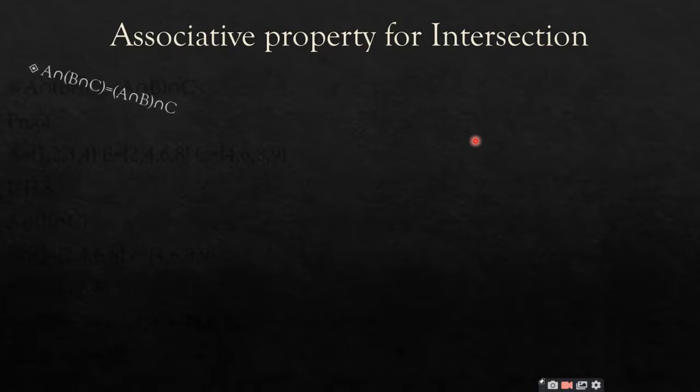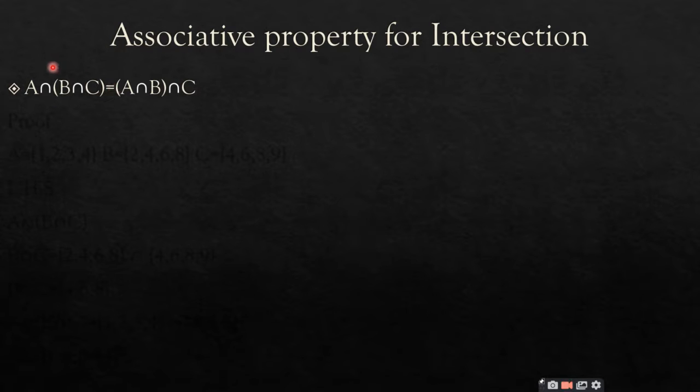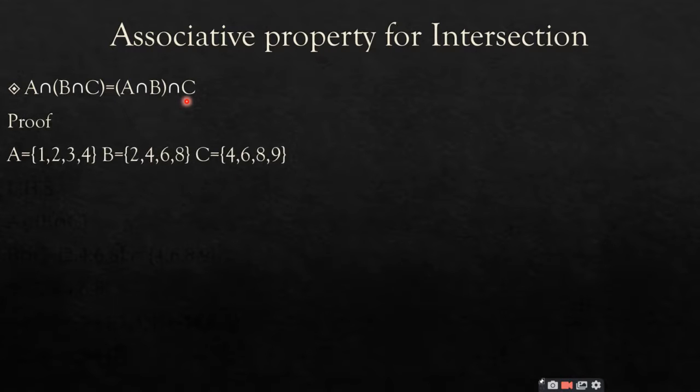Now we are going to prove the associative property for intersection. And for this again we have a statement: A intersection B intersection C, where B and C are in a group, is equal to A intersection B, which are grouped, intersection C. So let's prove the left hand side first. And for this again we have three sets: A, B and C. The left hand side is A intersection B intersection C. On the left hand side, B and C are in a group, which means that first we have to find B intersection C.